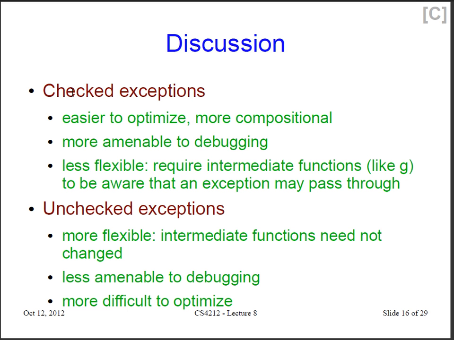Checked exceptions are, in essence, easier to optimize and more compositional, right? That's because the compiler is forced to look at all the functions, F, G, H, which is something that a Java compiler does do, right? Java compilation is not as modular as the C compilation. In the C compilation, you can compile each file individually without paying any regard to all the other files that may be part of the complete program.